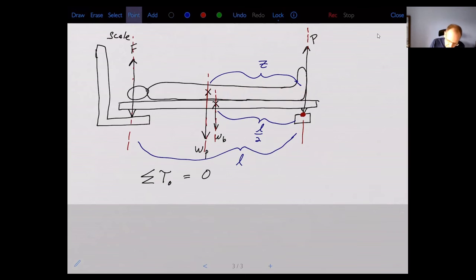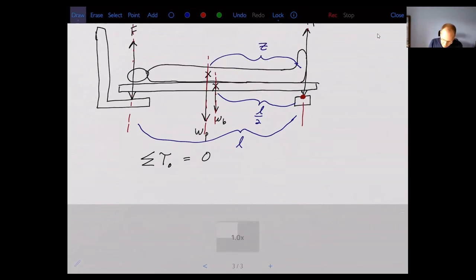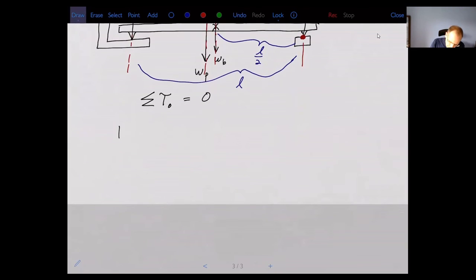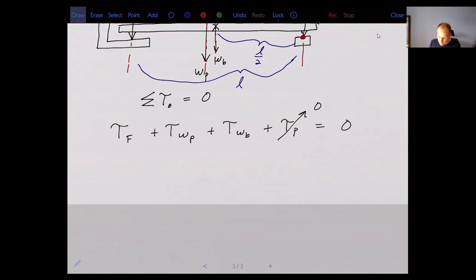That's what ultimately we want to find, is Z. Okay, so let's do the sum of the torques now. So I have a torque due to the force F. I have a torque due to the weight of the person. I have a torque due to the weight of the board. I have a torque due to P. That's going to equal 0. The sum of the torques about that rotation point has to equal 0. And since the force P passes right through the axis of rotation, it doesn't contribute a torque. So we already know that one's 0.